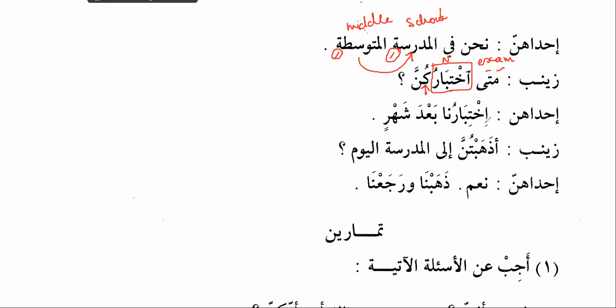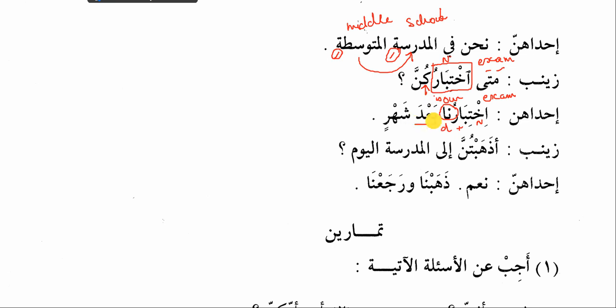Ihdahunna says ikhtibaruna, which means our exam. As you can see, the noun and the damir. What is the position of the damir when it is attached with the noun? It's in mudaf ilayhi position. Our exam, this is the translation, is after a month. Why? Because this is singular.